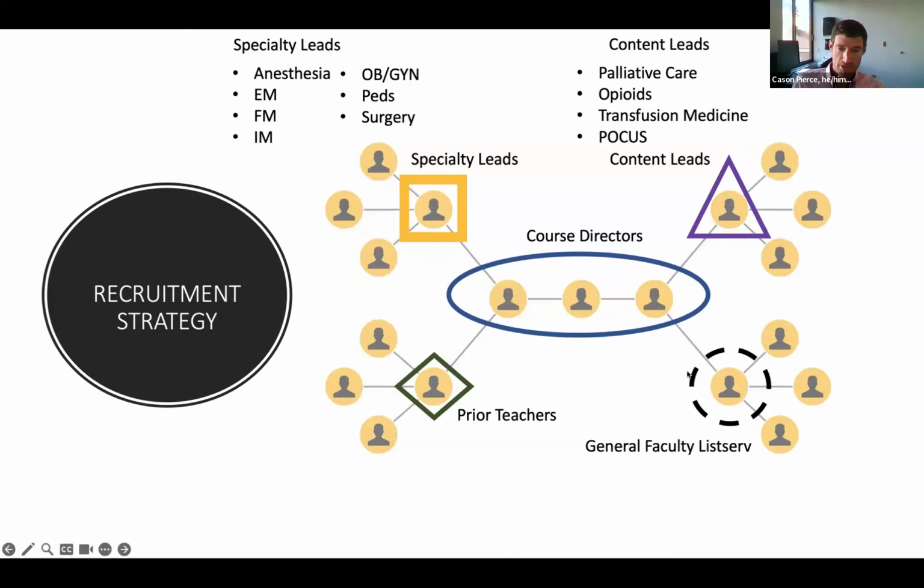The last place that we look for faculty are our general faculty listserv. And so this is where we go to a little bit later in our recruitment process to fill the gaps that we haven't already filled via these other routes.